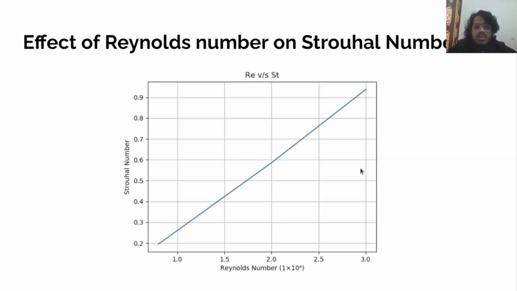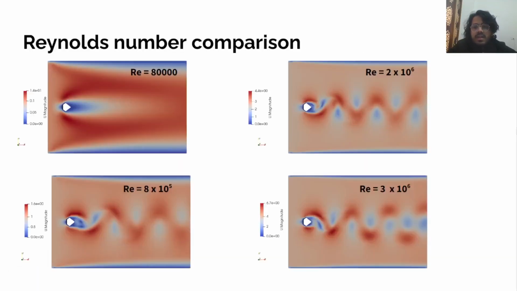And next is the Strouhal number. Strouhal number is precisely a linear graph, as its frequency is falling on this line. Actually, we have calculated Strouhal number for 3 points, 0.8, 1.9, and nearby 3, and we got this graph. Next is a Reynolds number comparison on the velocity profile.